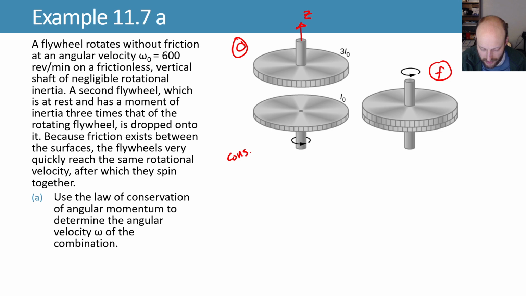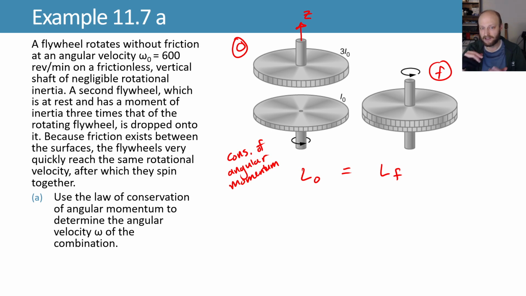We'll use conservation of angular momentum. That says that my initial momentum is equal to my final momentum, assuming we can neglect external torques. There is torque exerted here, but it's between these two. There's that friction between them, but that's internal to our system. We're considering both of these as our system, so there's no net external torque.